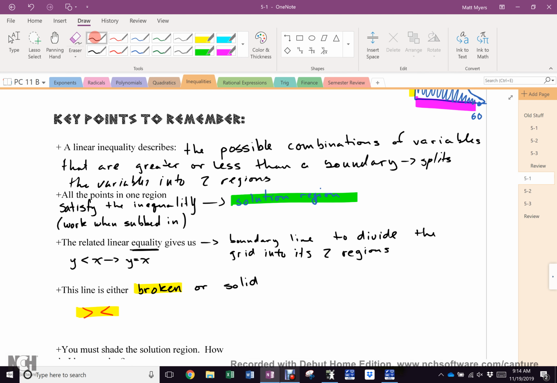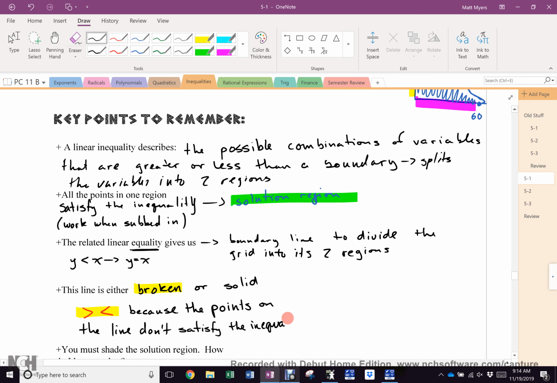Why? Because the points on the line are what? Yes, the points on the line don't satisfy the inequality. And they're solid if the points do satisfy.